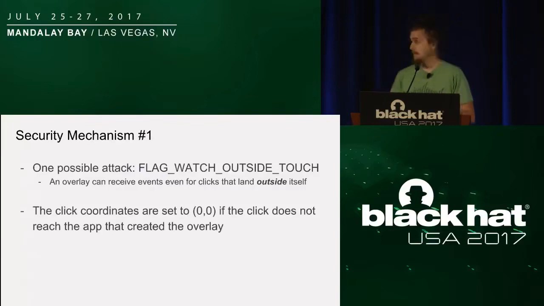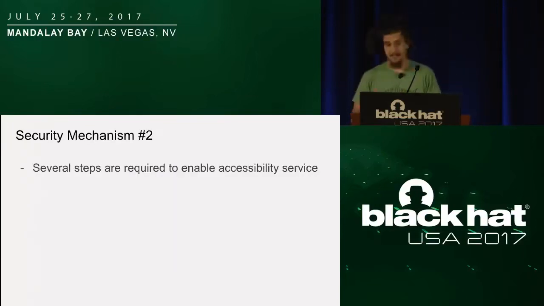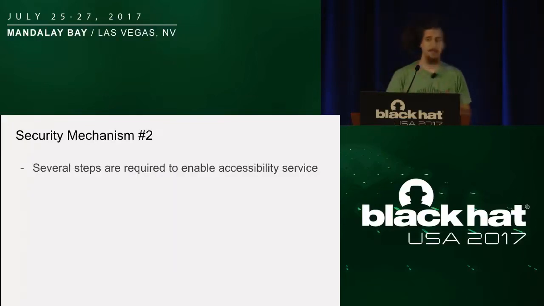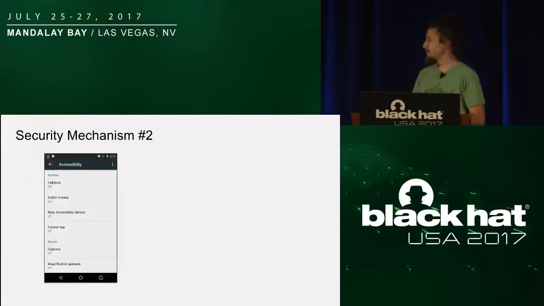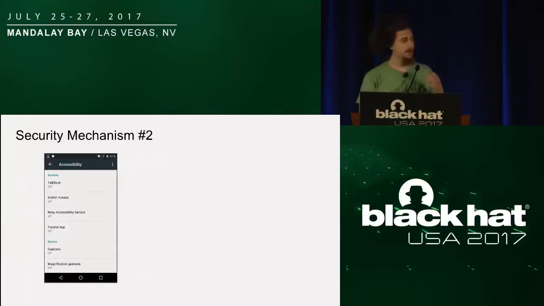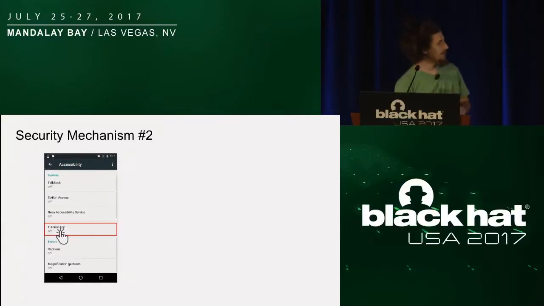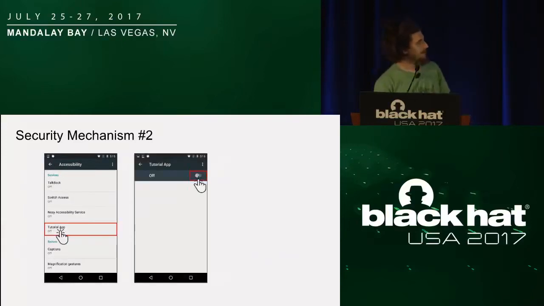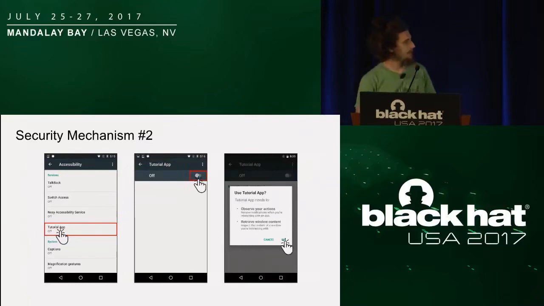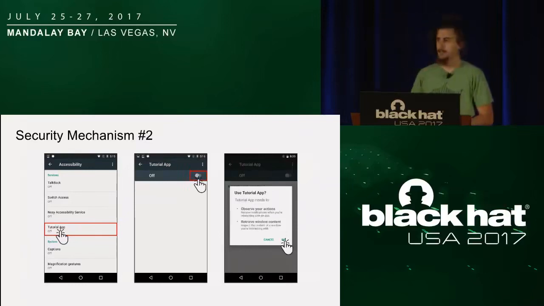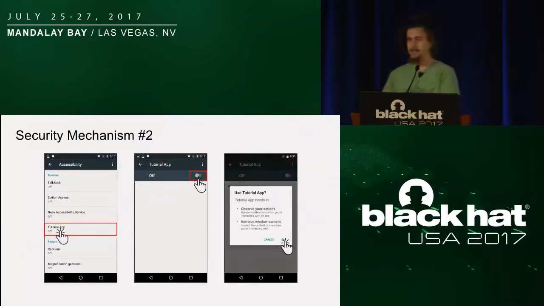The second mechanism is about making sure that it's quite difficult to enable an accessibility service. It's a multi-step approach. You need to first browse to this window where you need to select your application, and then you need to click on the switch, and then you need to click on, yes, I actually want this. So this makes sure that the user is very aware of what he's doing.